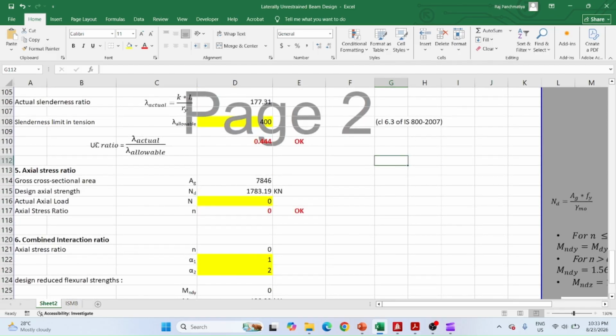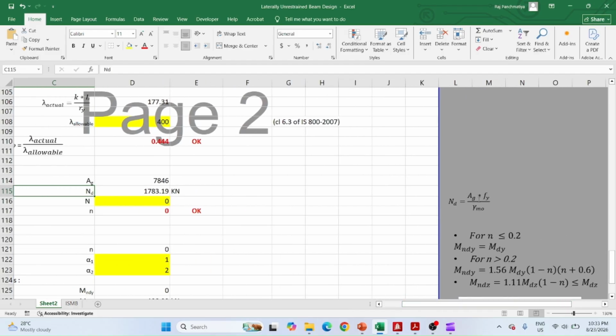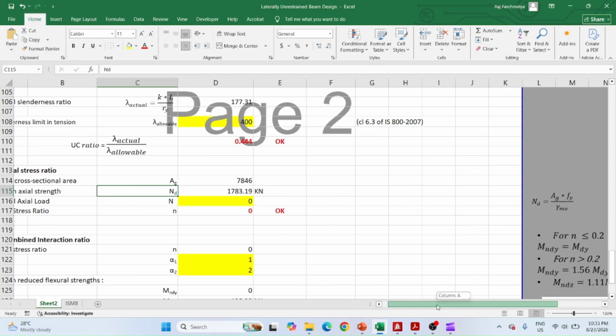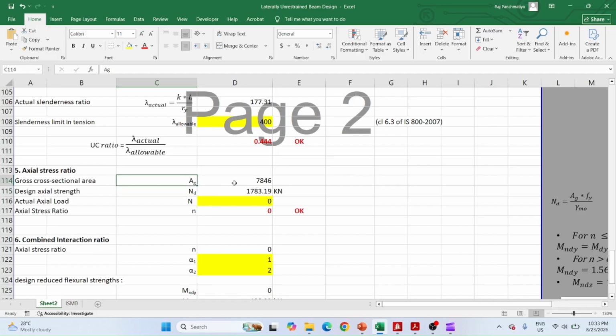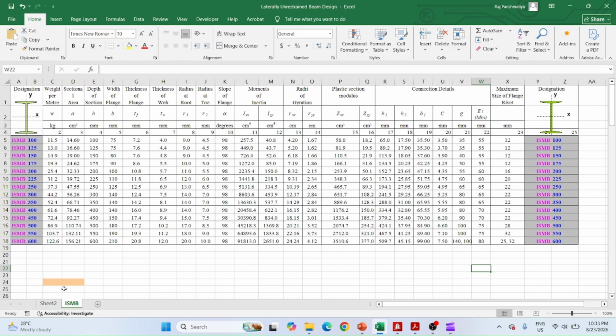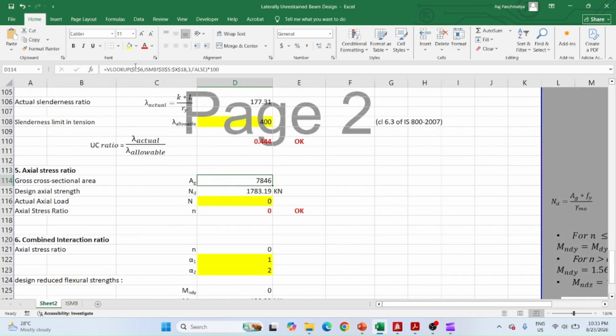Now let's see the axial stress ratio as well. Firstly, for the design axial strength Nd, it is given by this formula, that is Ag fy by gamma m0. What is Ag? Ag is nothing but the gross cross sectional area. Again, gross cross sectional area is taken from this table using the VLOOKUP function, and since actual axial load that is acting on this beam is 0, so the axial stress ratio will be 0.